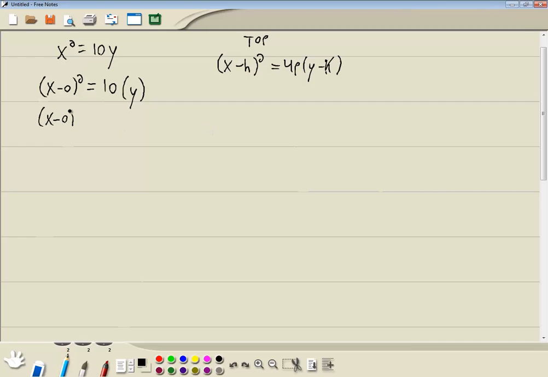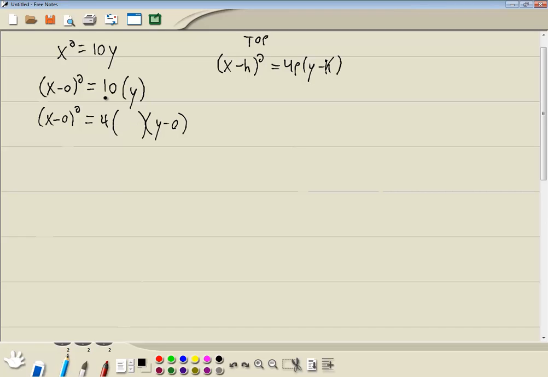So then we got x minus 0 squared. We want to rewrite 10 as 4 times something. We'll come back to that. And the y we'll rewrite as y minus 0, because you want it as y minus a number or y plus a number. And y minus 0 is just y, so that doesn't change the value at all.